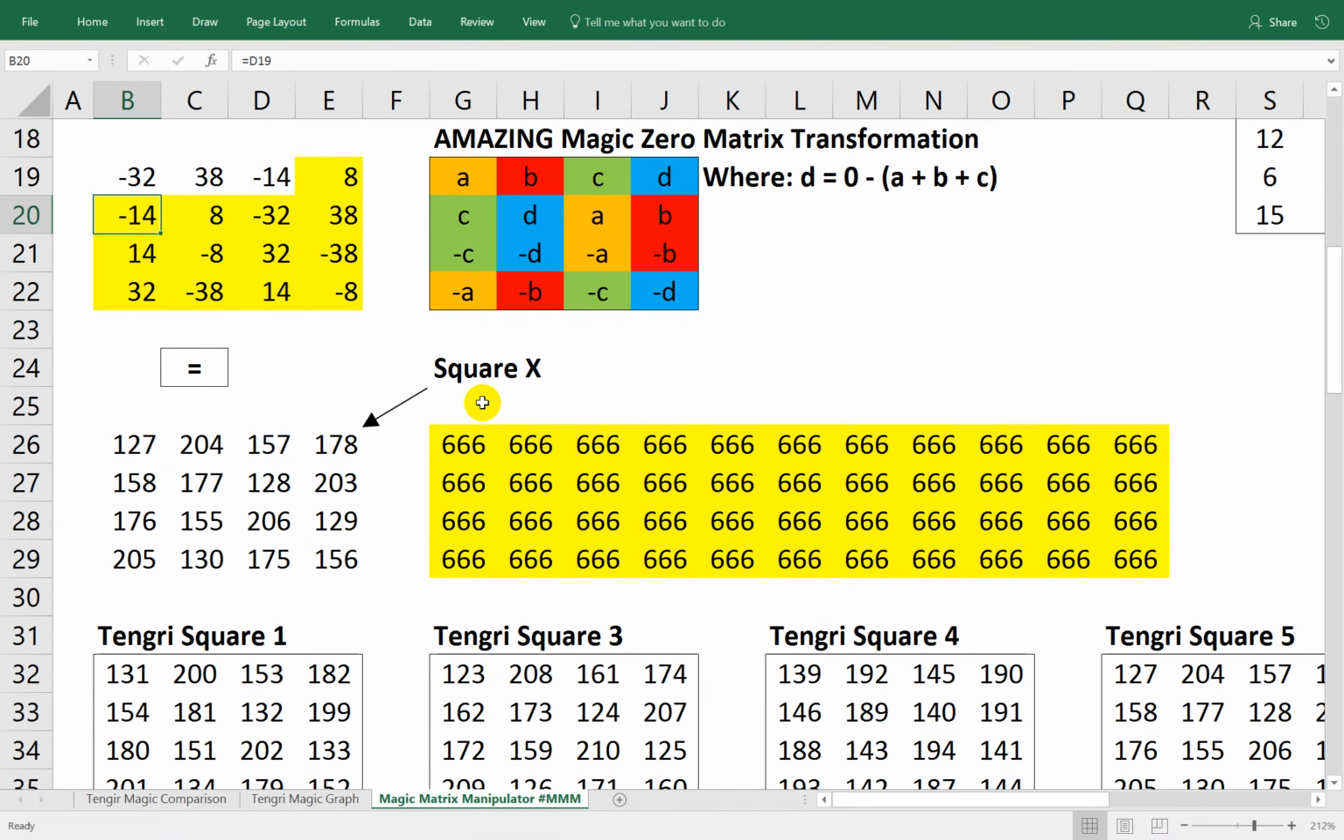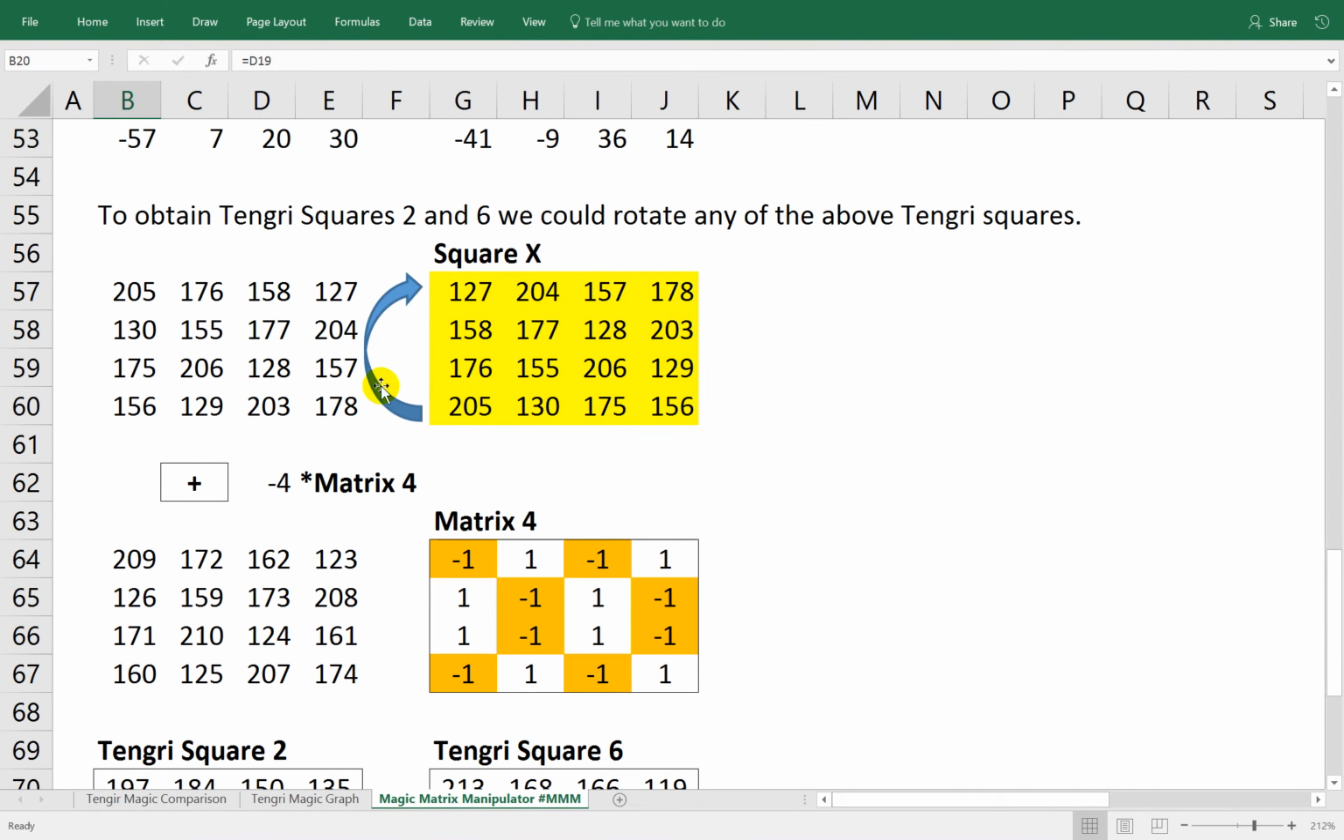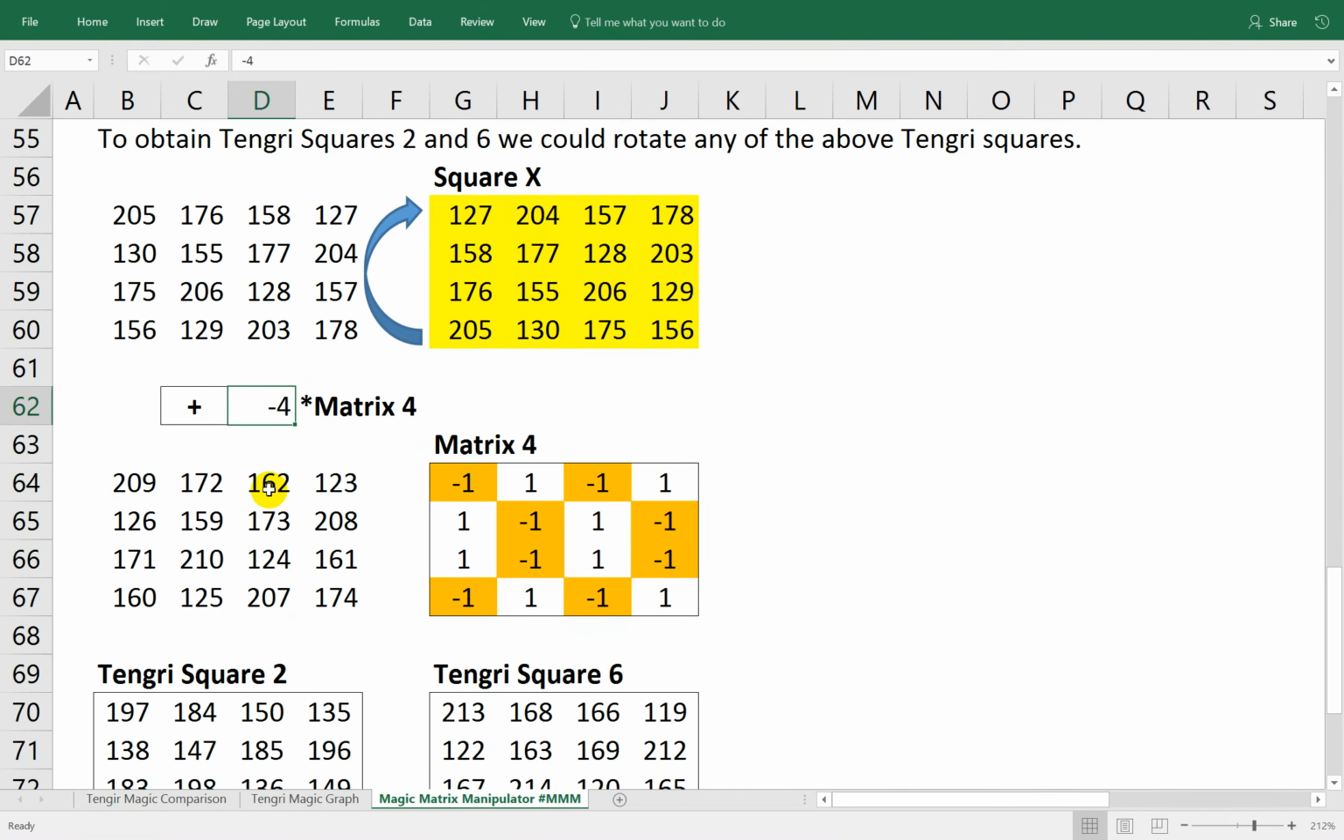I just put square x here, so that I just put that exact same one here. Now if we rotate it, we get this value, and now we can apply the matrix transform over here. This is number 4 from my last video. So if we plus 0, we get that same thing.